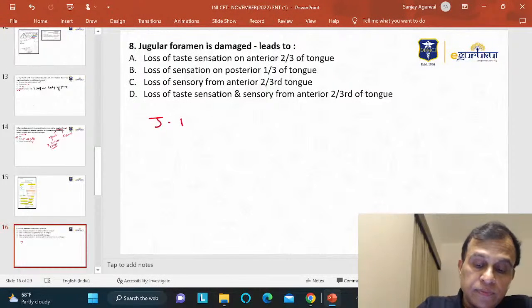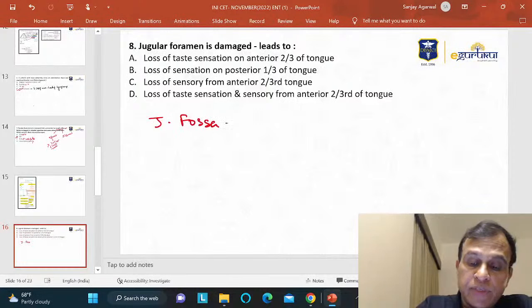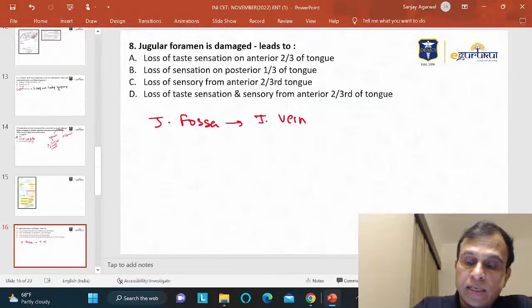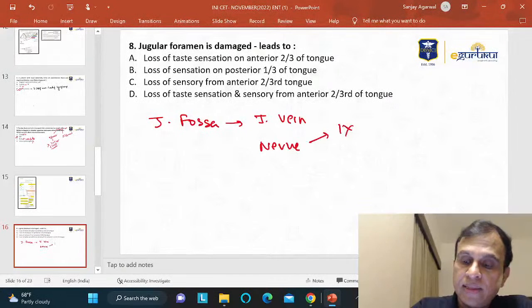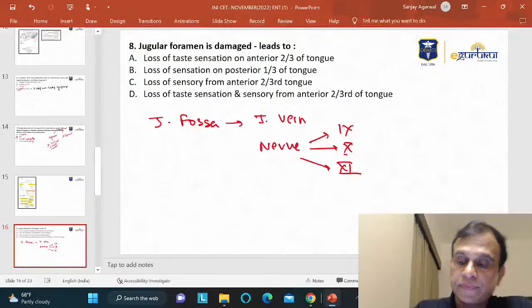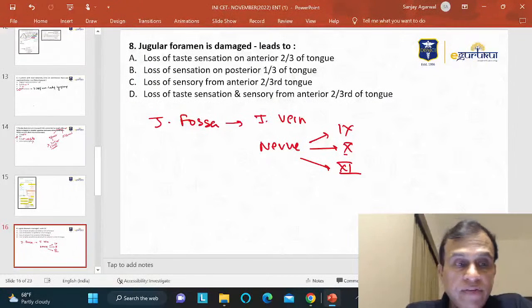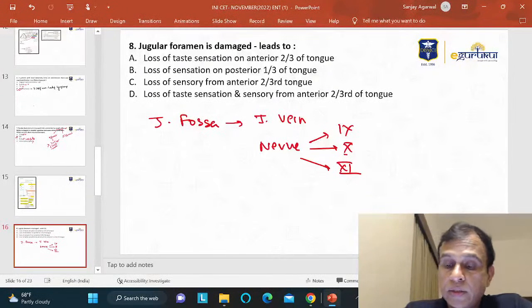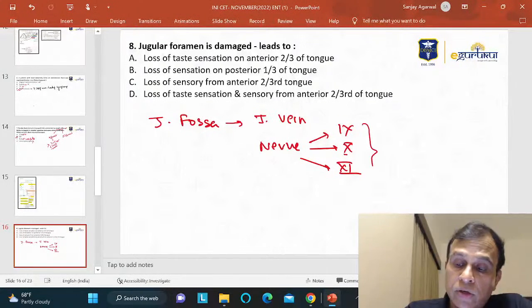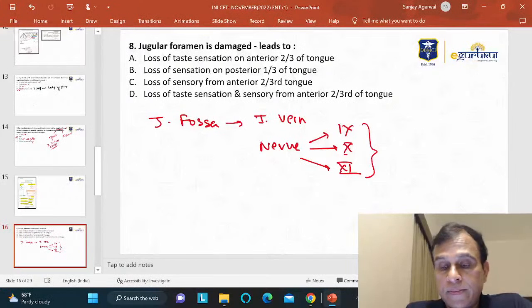The main structures that pass from here are the jugular vein, obviously, and 3 nerves. We all know which are the 3 nerves from the jugular fossa: 9th, 10th, 11th. Right. So if there is damage of the jugular fossa or a tumor or whatever, one of these 3 nerves will be damaged or any combination of the 3.